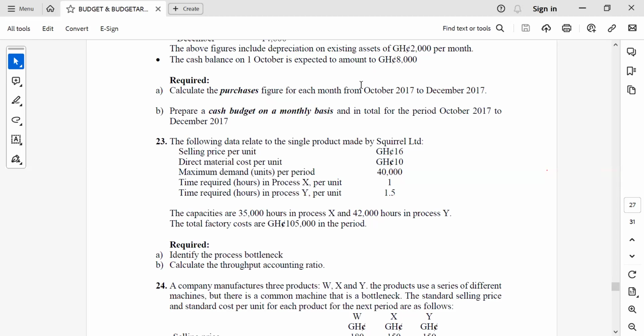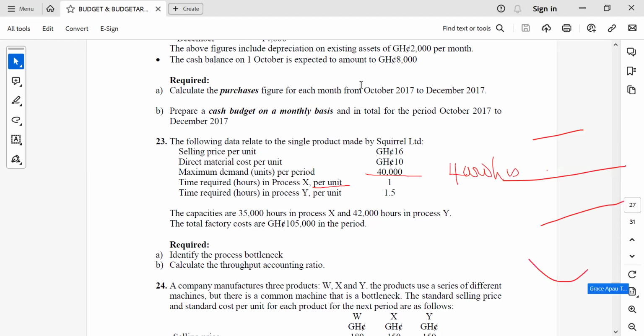Let's come here. What's the total units that we want to produce? 40,000. Okay. What is the time that we have to use for the first process, process X? It will be 1 hour per unit, isn't it? Okay. So for the 40,000 to pass through process X, how many hours are we going to be needing? 40,000 hours. Okay, we'll be needing 40,000 hours.